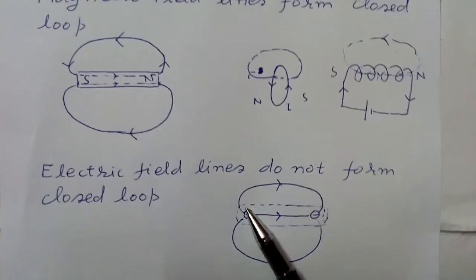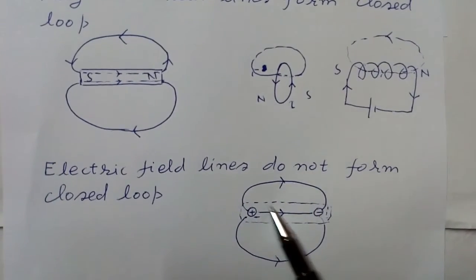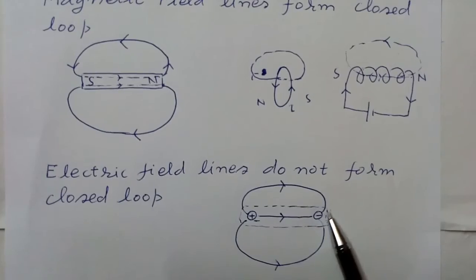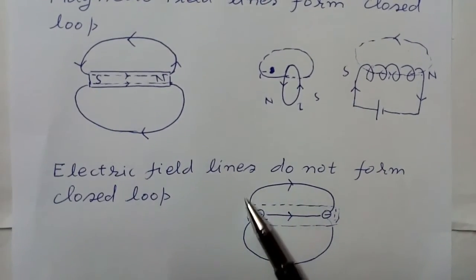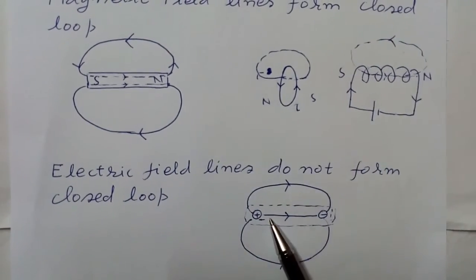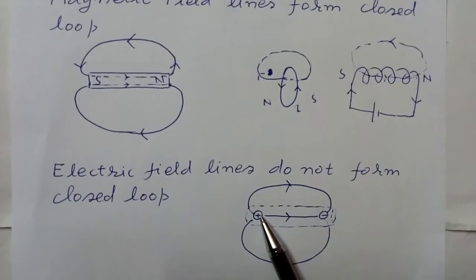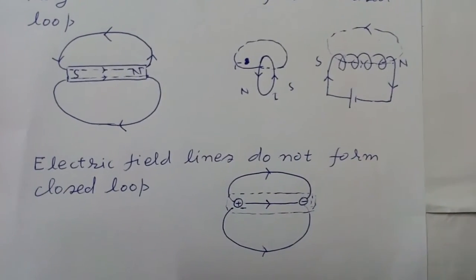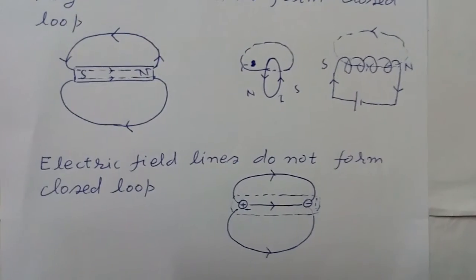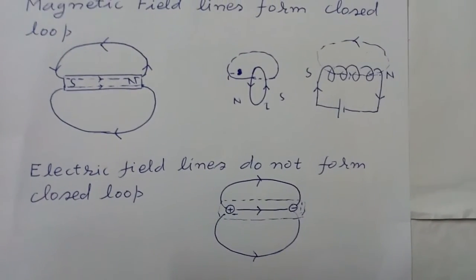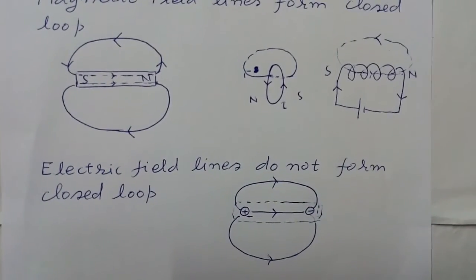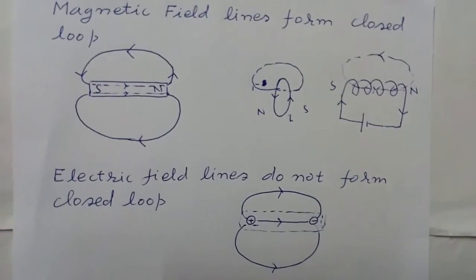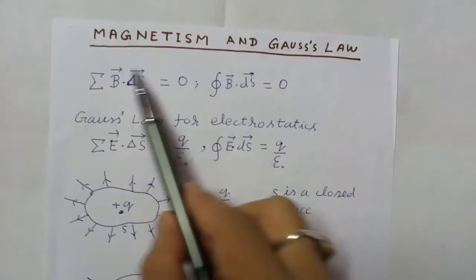Electric field lines do not form closed loop. Suppose you put this plus q charge and minus q charge inside a hollow cylinder, then outside the cylinder direction of field lines is from plus to minus, and inside also its direction is from plus to minus. So in this way electric field lines do not form closed loop, so there we get net flux passing through given closed surface. So this is Gauss law for magnetism.